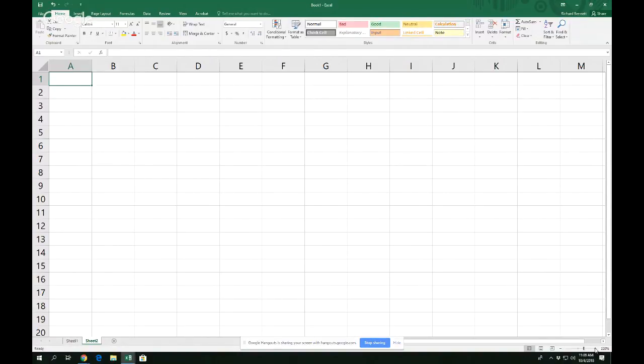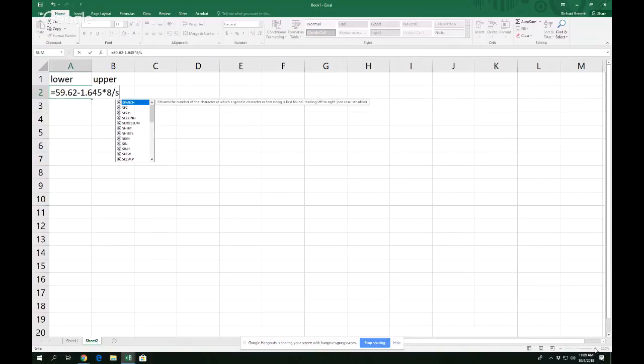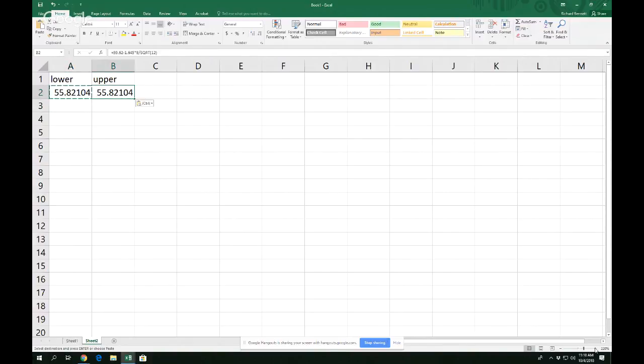Okay, so if you're doing this on here, let's go lower and upper. This is going to be 59.62 minus 1.645 times the standard deviation, 8, divided by the square root of 12. So my lower limit is 55.8. I'm going to copy and paste this, but I'm going to change that minus now to a plus.